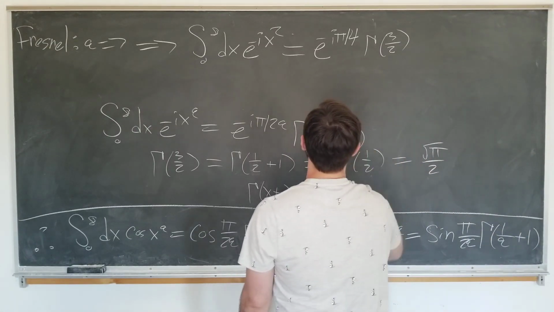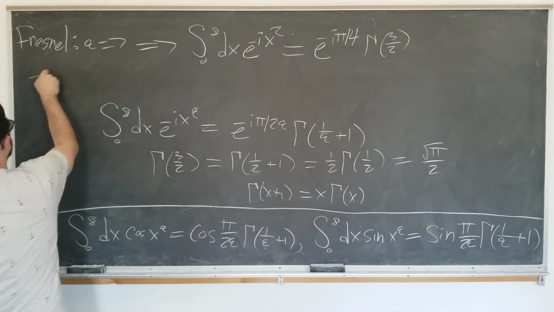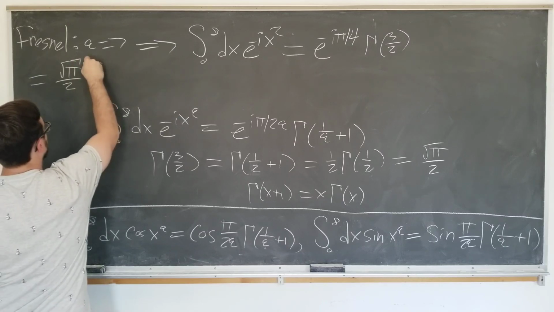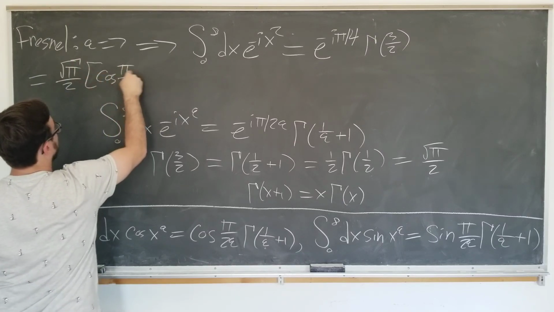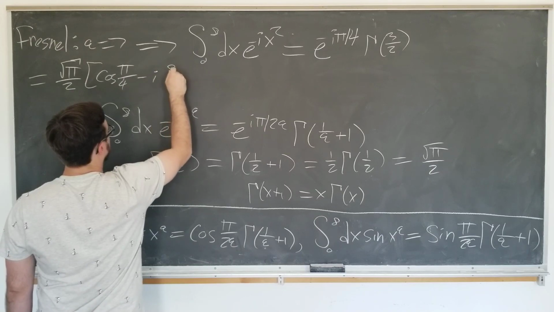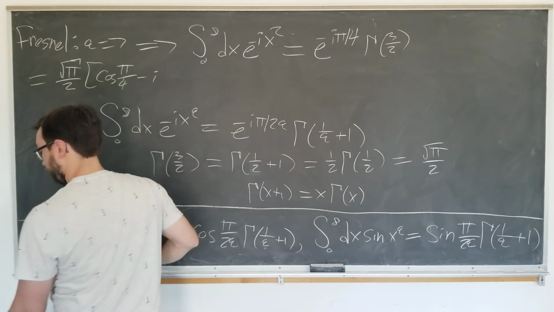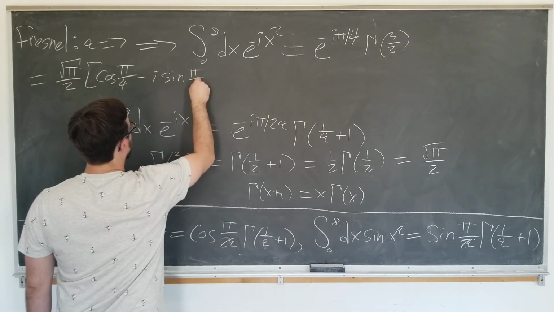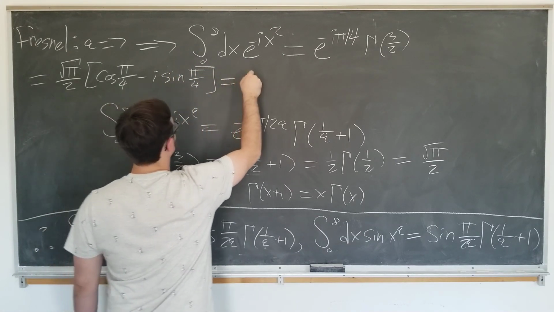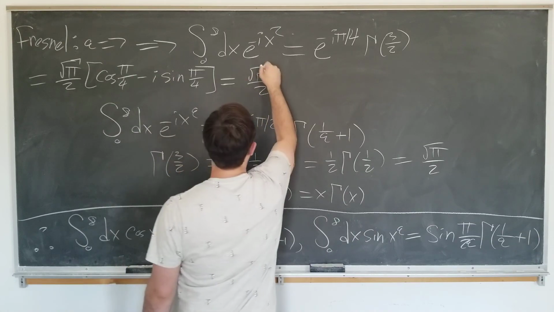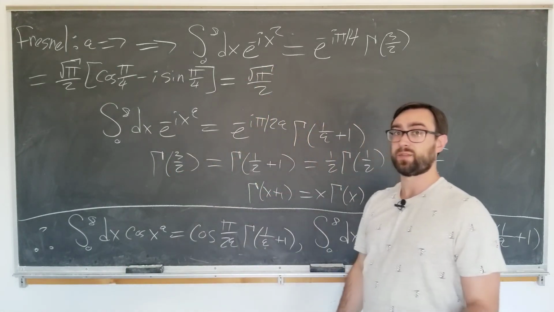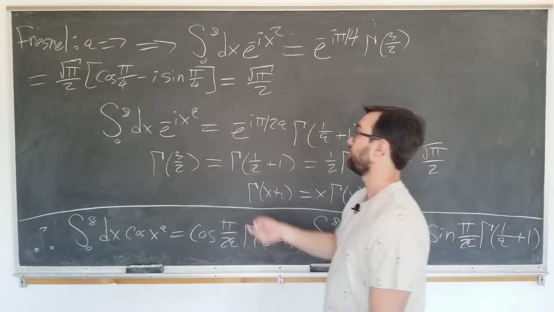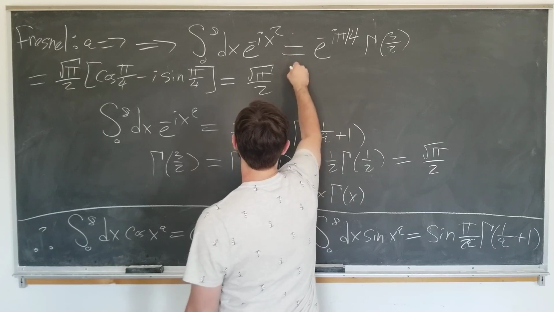And it's pretty easy to evaluate the exponential as well. So we got square root of pi over 2 times cosine pi over 4 minus i sine pi over 4. Hopefully everybody knows what these trigonometric values are. Obviously they're both equal to 1 over square root of 2. So we can see why the integrals are equal, because the cosine and sine function are equal at this point.